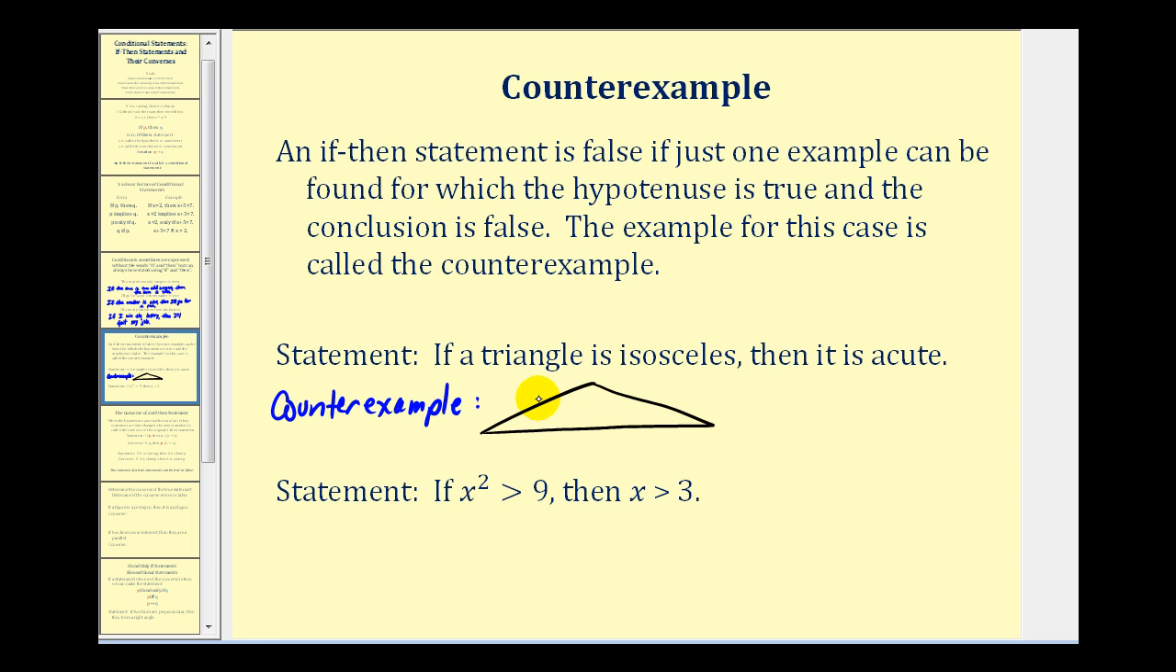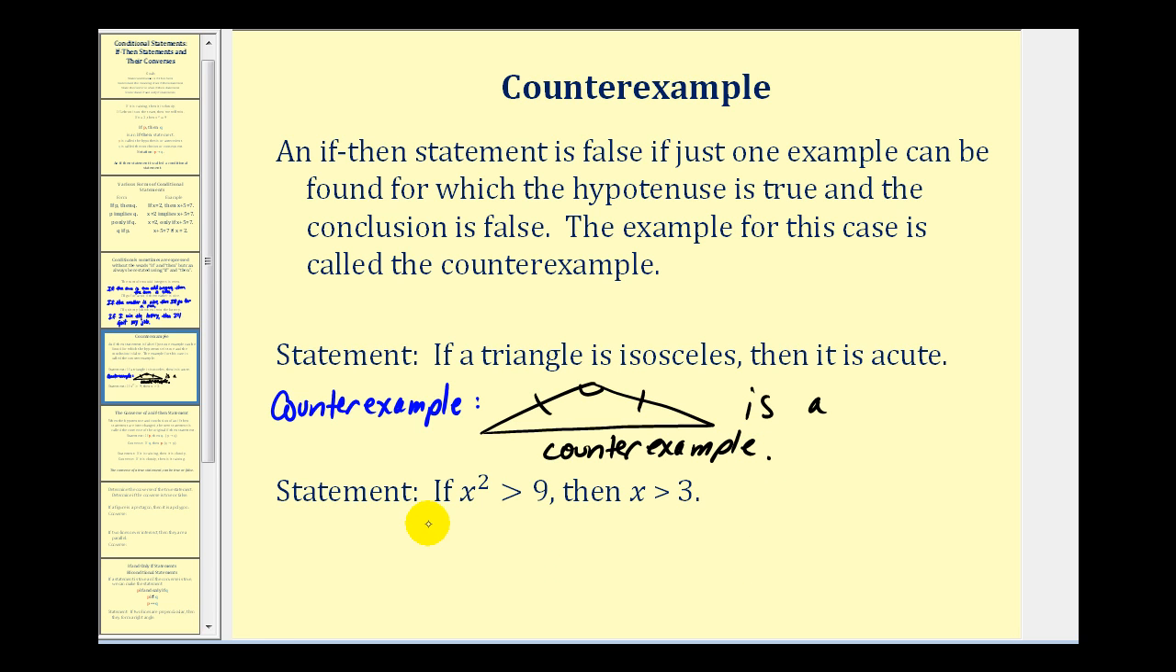If these two sides are of equal length, this angle is obtuse, and therefore this is an example of an isosceles triangle that is not acute. And therefore this is the counterexample of the given conditional statement.